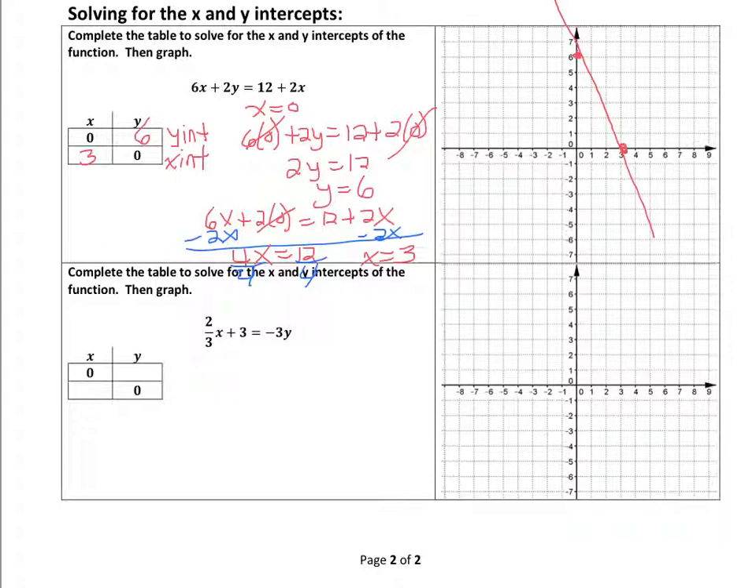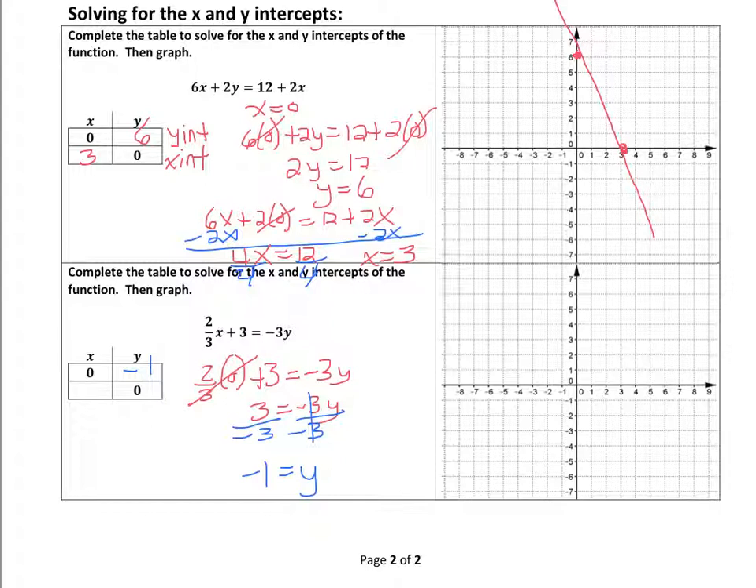Okay, let's substitute on this next problem. X equals 0. We've got 2/3 times 0 plus 3 equals negative 3y. Well, anything times 0 goes away. We've got 3 equals negative 3y. Go directly to the unknown, look what's around it, undo it. I'm going to do that with division. And y equals negative 1.